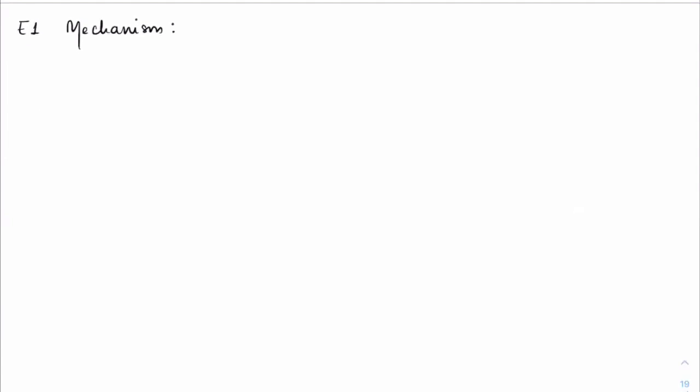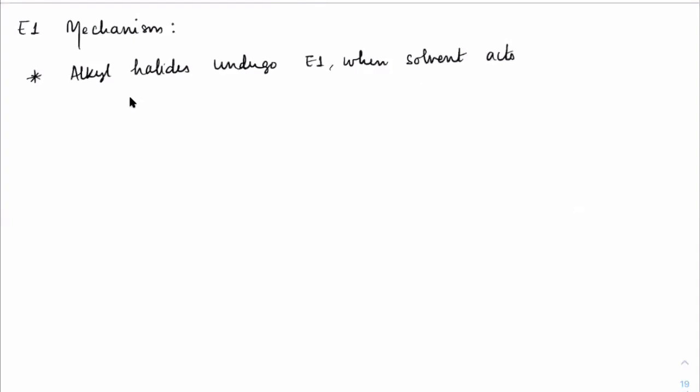Let us start with the mechanism. Let us start with E1 today. So I want all of you to keep writing along with me. In E1 mechanism, what we expect is that alkyl halides undergo E1 mechanism when solvent acts as the base. Solvent itself will act as a base.